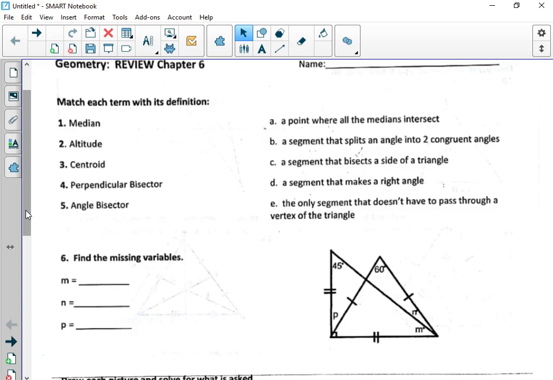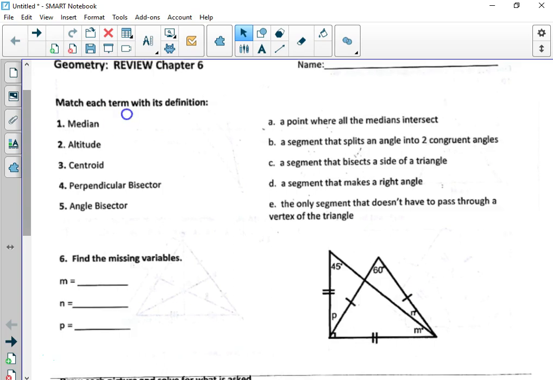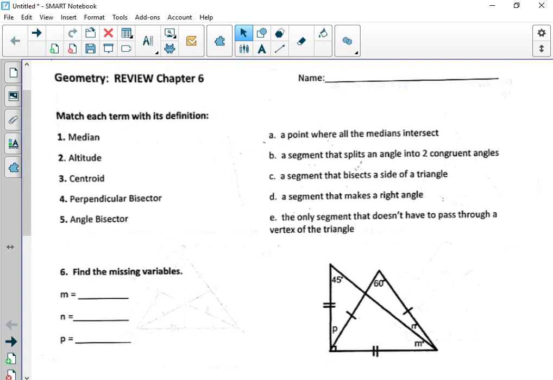And that is going to be C, a segment that bisects the side of a triangle. Bisect means to cut into two equal parts. In other words, it's going from a vertex to the midpoint. So the median connects to the midpoint of a side.